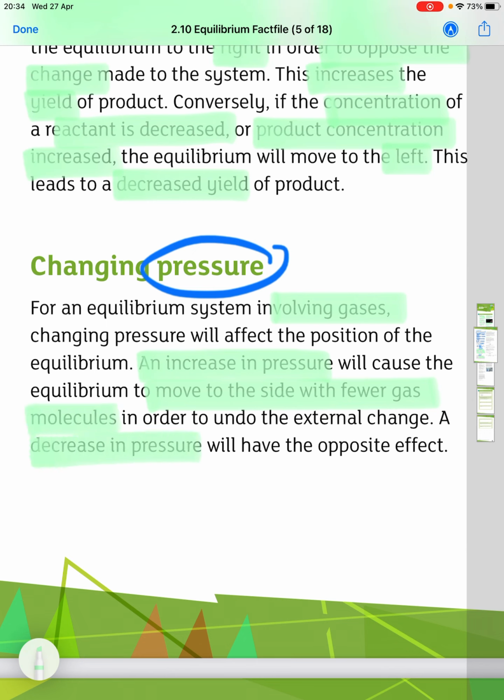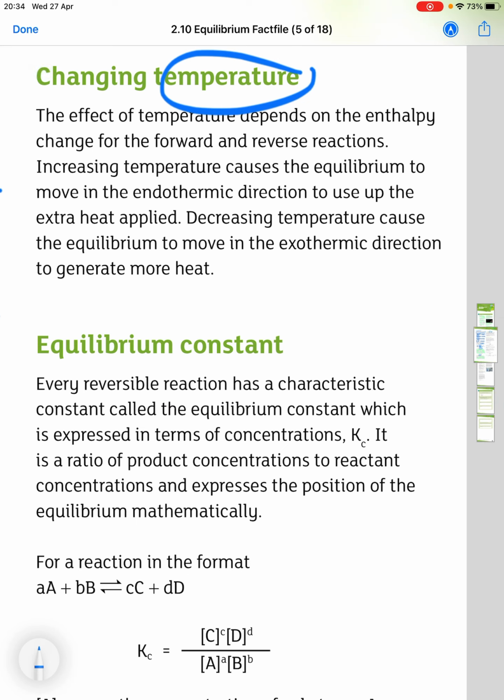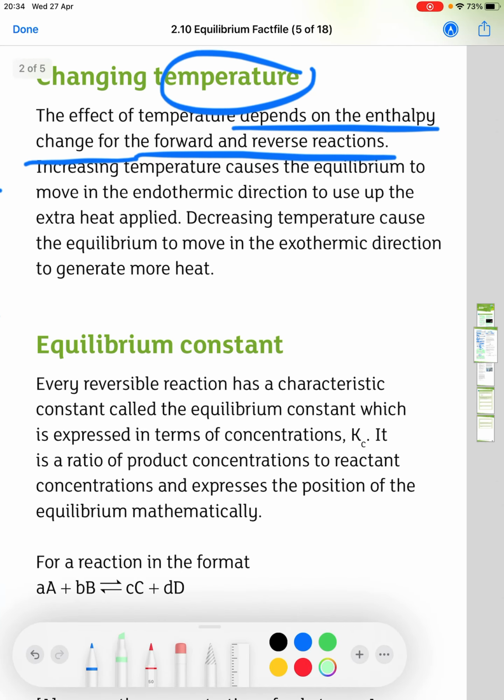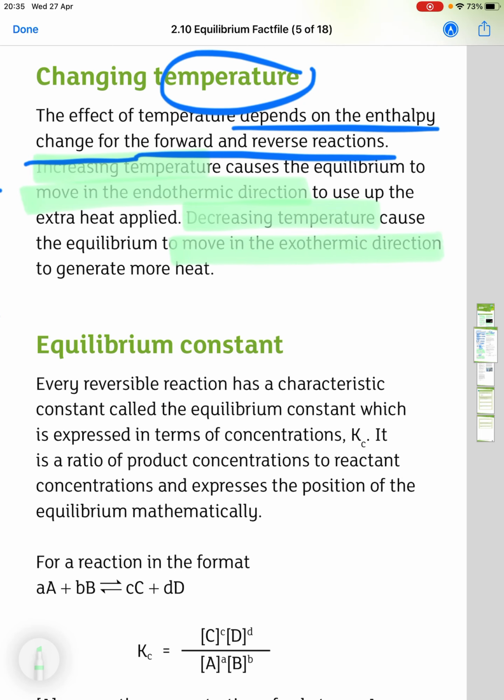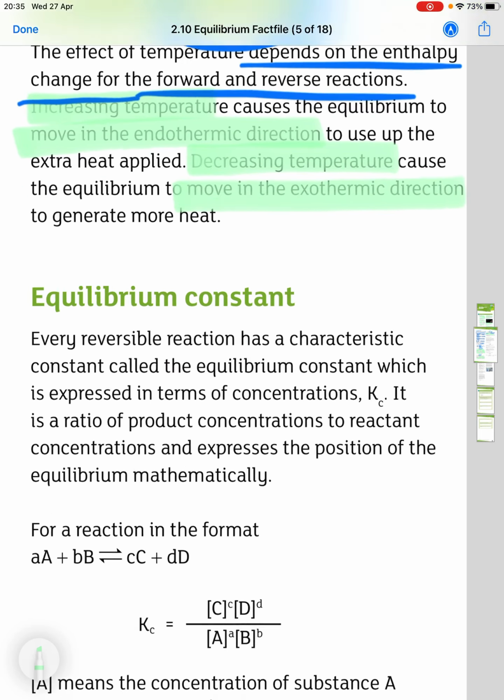Changing temperature. Well, the effect of changing temperature depends on the enthalpy change for the forward and reverse reactions. Increasing the temperature causes the equilibrium to move in the endothermic direction to use up the extra heat applied. Decreasing the temperature causes the equilibrium to move in the exothermic direction to generate more heat.